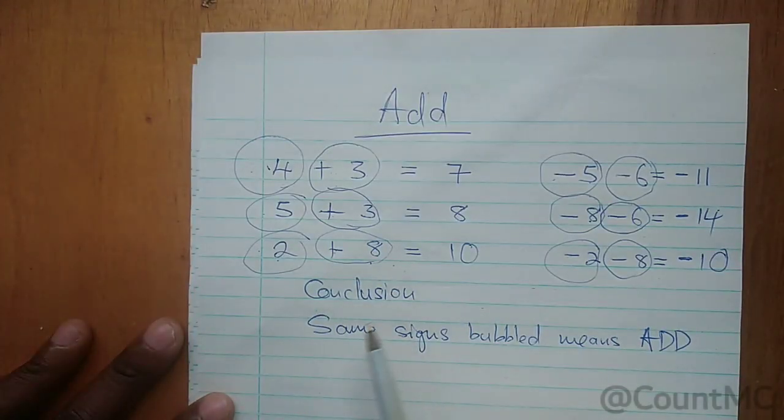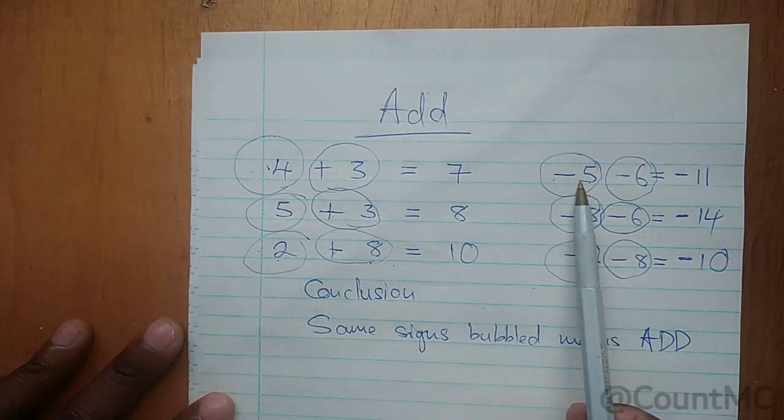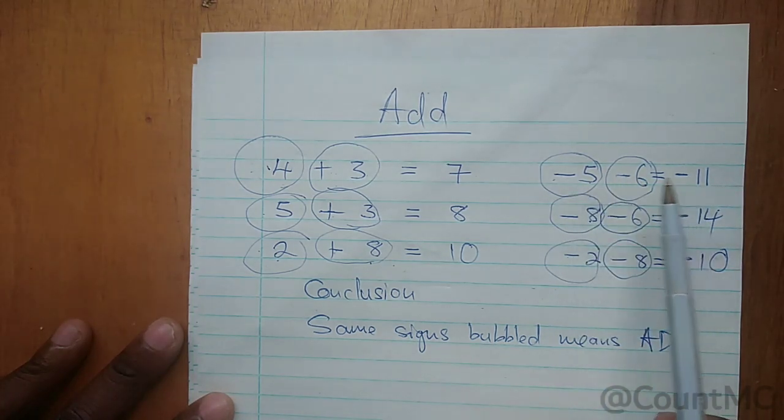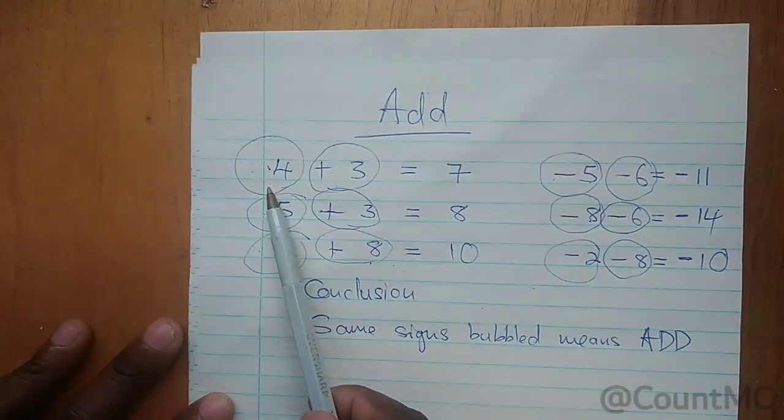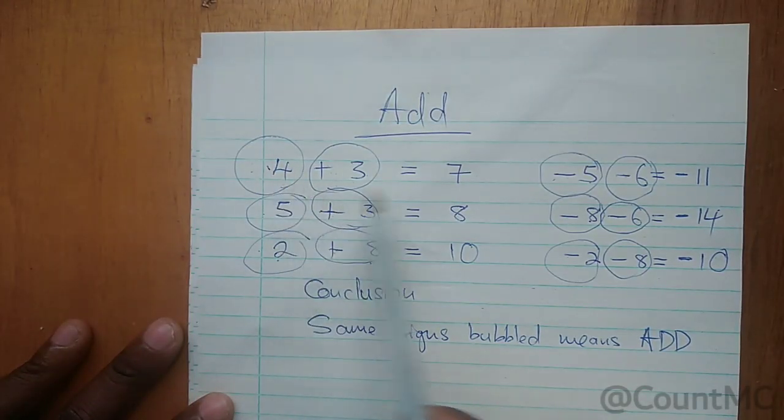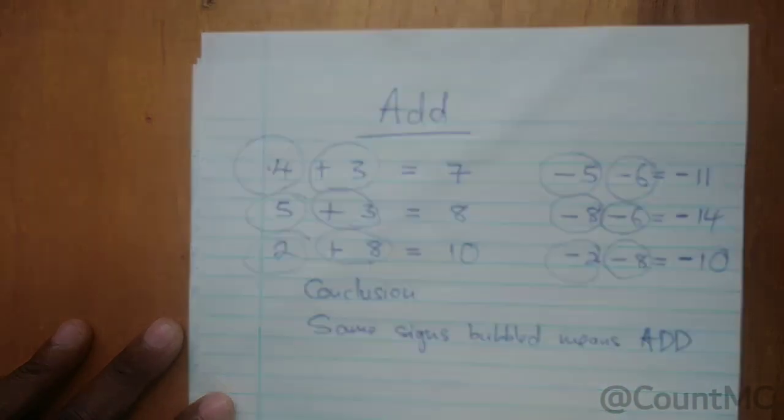It's negative. So in conclusion, we are saying if you've got the same signs that are bubbled together, it means you must add. As you can see, this is a negative and a negative, so you must add. Then you take the common sign. Positive and positive, you must add, then you take the common sign. So this is how you add integers.